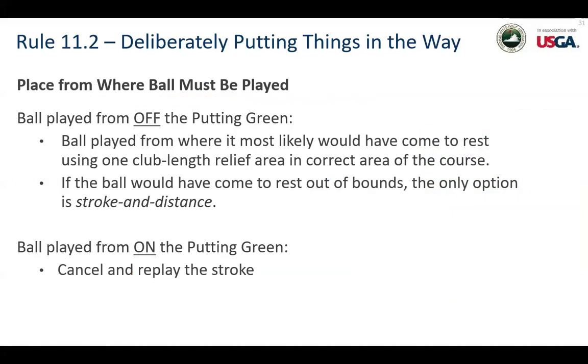Now moving to where the ball must be played. So we've deliberately put something in the way. We've determined whether or not we're going to be penalized based on the outcome. So it's an intent and outcome-based rule. So if the ball was played from off the putting green, the ball is going to be played from where it most likely would have come to rest. So this is something where we have to take into account all factors where the ball would have likely come to rest. We're going to determine our one club length relief area in that correct area of the course and drop it in that area.